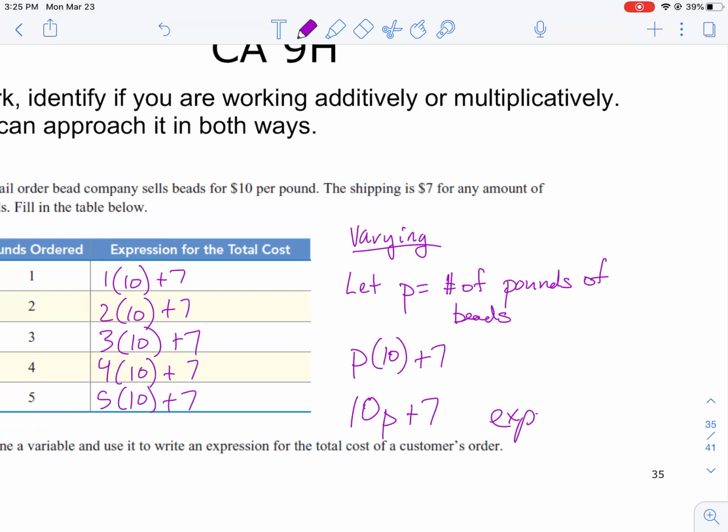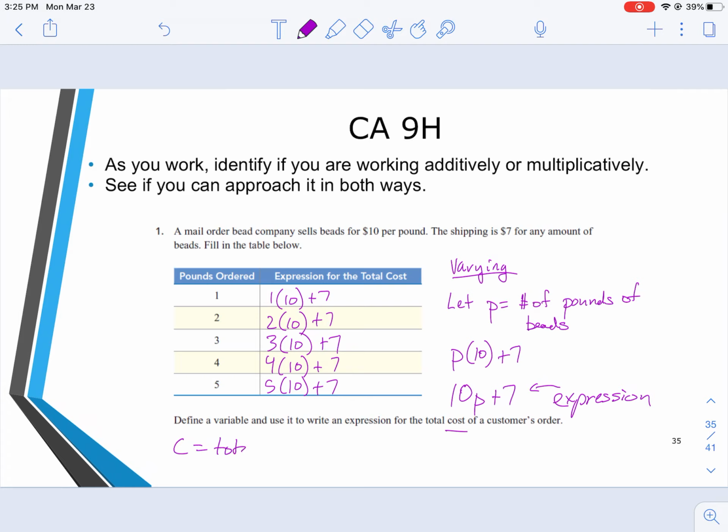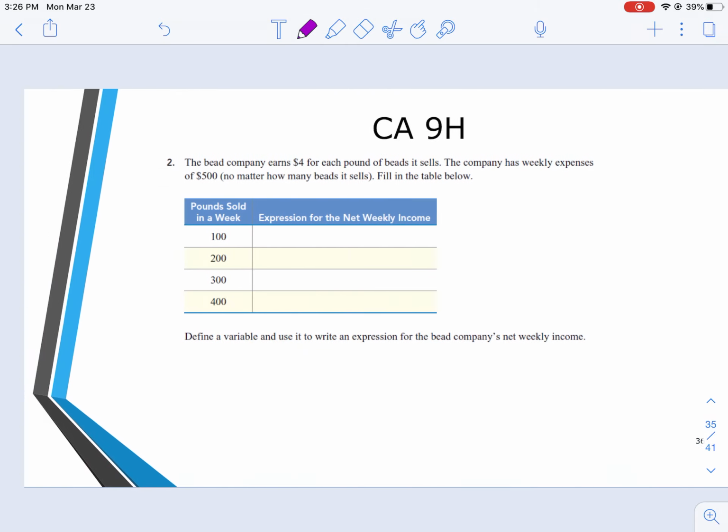One thing I will point out quickly here, this is an expression. It expresses how much something is worth. It expresses a quantity. If we were to define C as the total cost, we could then write an equation. An equation would be that the total cost is equal to 10p plus 7. And this is an equation because it's two expressions that are equal to each other. So an equation has to have an equal sign, an expression does not.